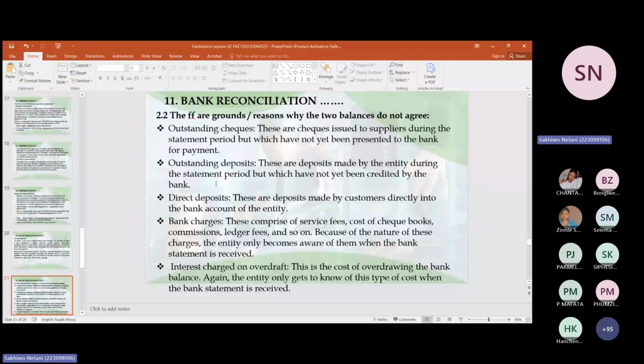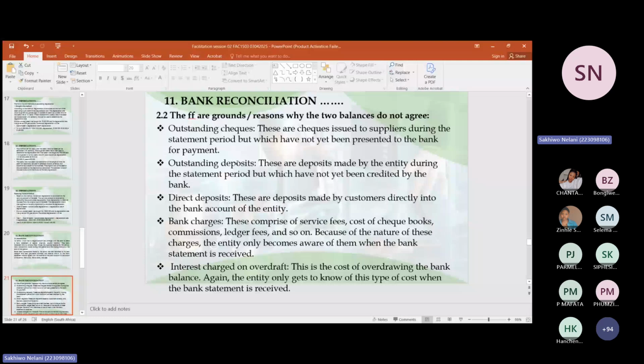What does it mean? Outstanding checks, for example. If you pay your suppliers by checks, but your supplier has not yet gone to the bank and processed that particular check, it means it is not yet reflected in the bank statement. Equally applied for your outstanding deposit.